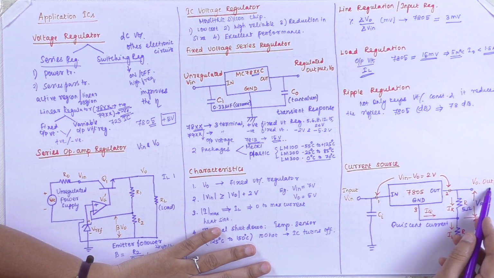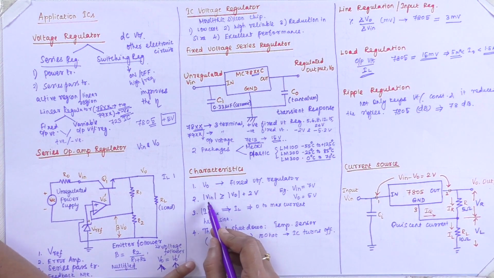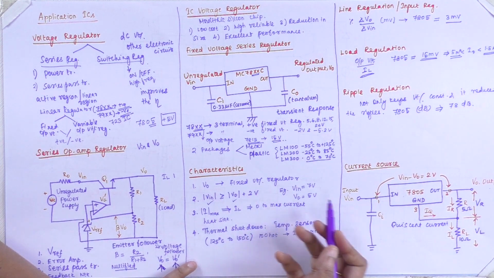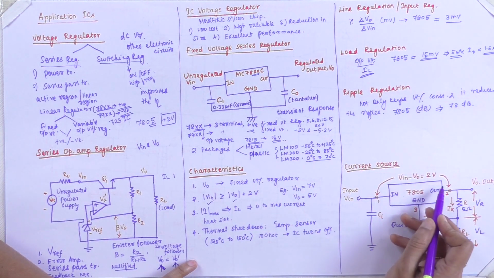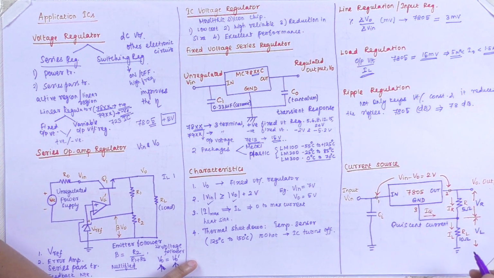Here we have the output voltage, and in between we have two voltages, VR and VL, with a 5 ohm resistor and a 10 ohm, 10 watt load resistor connected. As I mentioned, my Vin will be greater than V0 by 2 volts, so Vin minus V0 equals 2 volts. You can see that the load current is the addition of the quiescent current and the resistor current IR. So I can write the expression IL equals IQ plus IR.